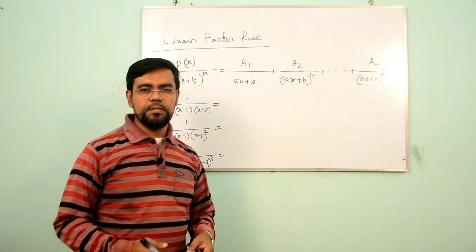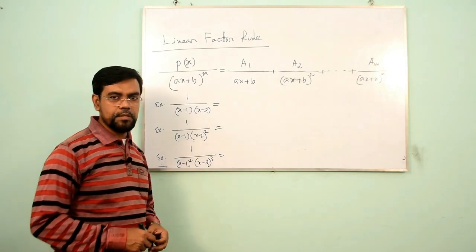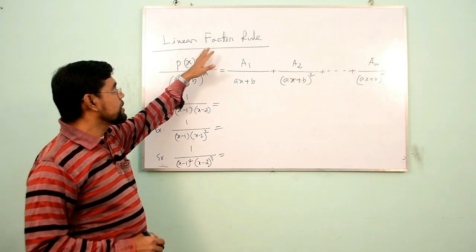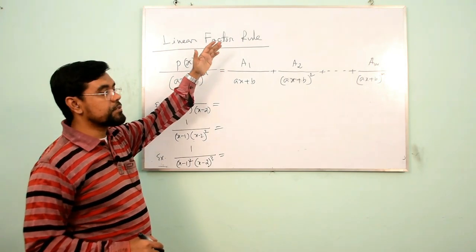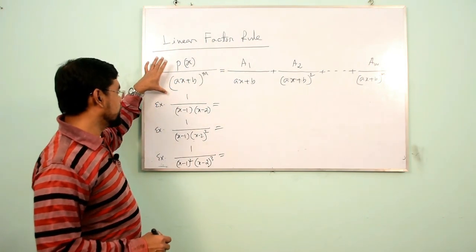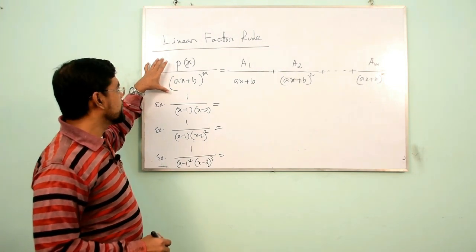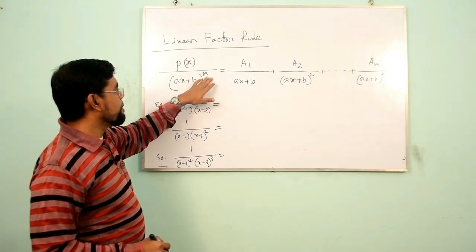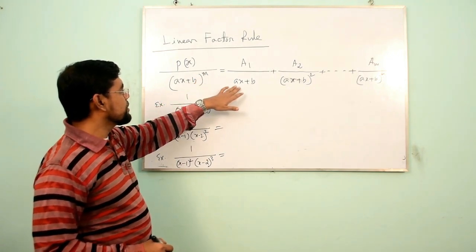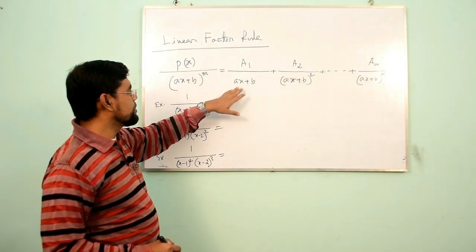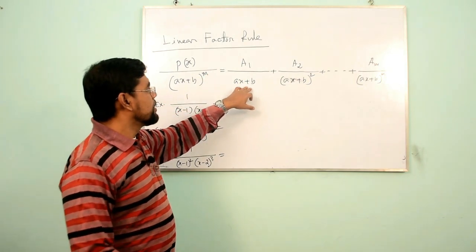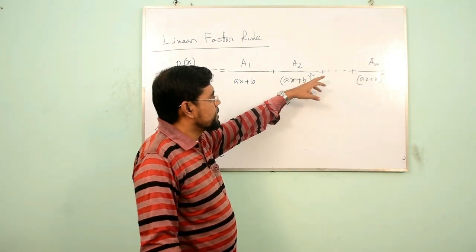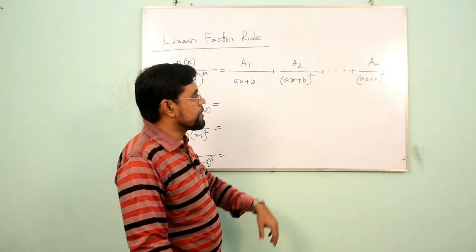Now let us extend this idea to general rational functions and understand this rule, which is the linear factor rule. If your rational function has a factor like (ax + b)^m, then your partial fraction will be A1/(ax + b) + A2/(ax + b)² + ... + Am/(ax + b)^m.